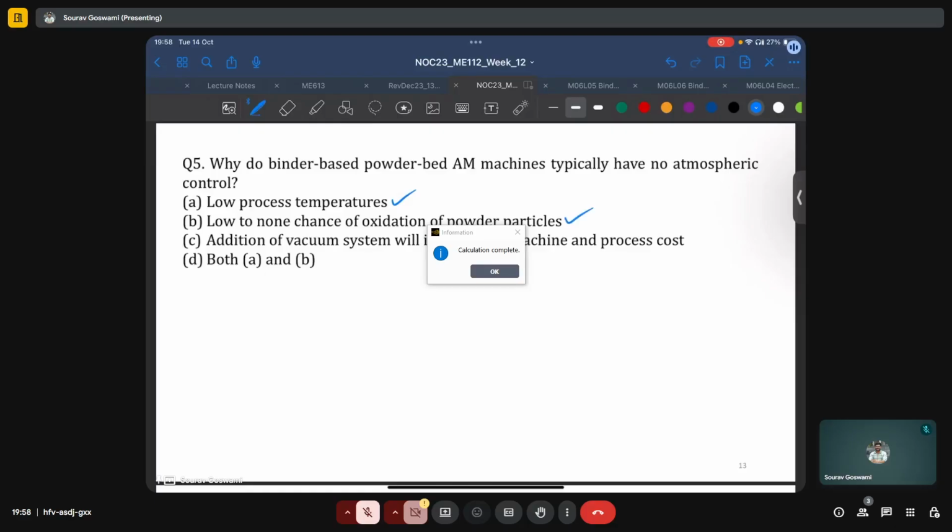Addition of vacuum system will increase the machine and process cost. While this statement is true in general, in the given context, this is not a reason why binder-based powder bed AM machines will not have atmospheric control. In fact, if it was required by the process, we would indeed have ensured that some such vacuum system or gas purging is associated and attached to the machine too, because our ultimate aim is to first print the part, and then we can think of ways and strategies to optimize the cost or bring them down or make the technology simpler and more accessible. And so both options A and B are correct.